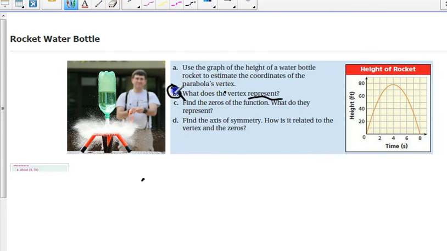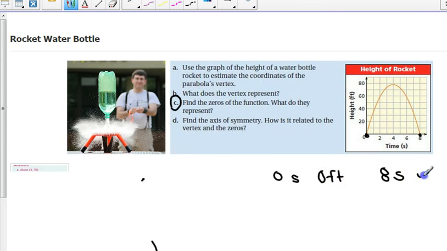When it asks you what the zeros represent, let's look at that one. The zeros are the points where the graph crosses the x-axis, and they seem to be at 0 and at 8. So if we look at the information that we have here, this seems to be time, and this seems to be height. Notice that the 0 and the 8 are time values, and I think they're measured in seconds. 0 seconds and 8 seconds. Notice that at that point, the height is 0. So it is 0 feet high.